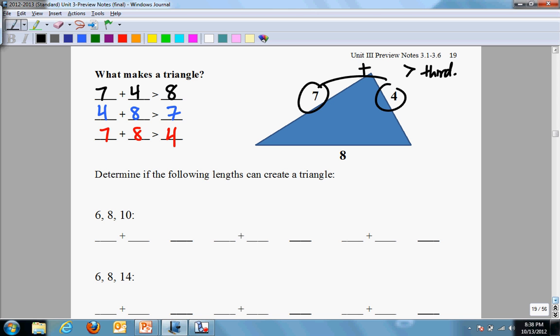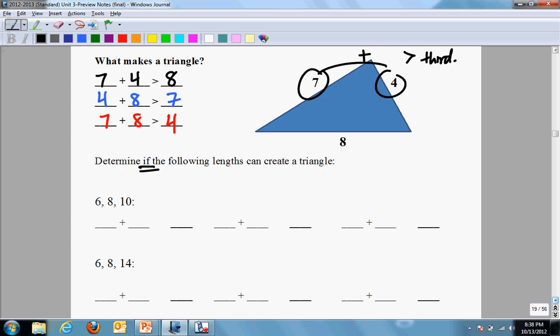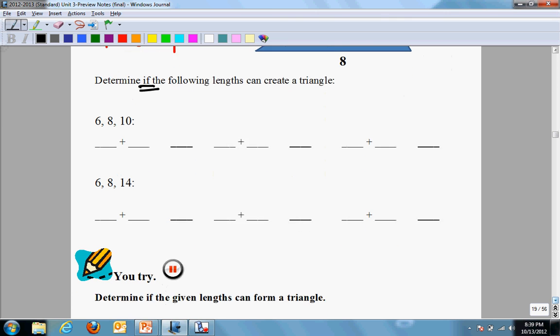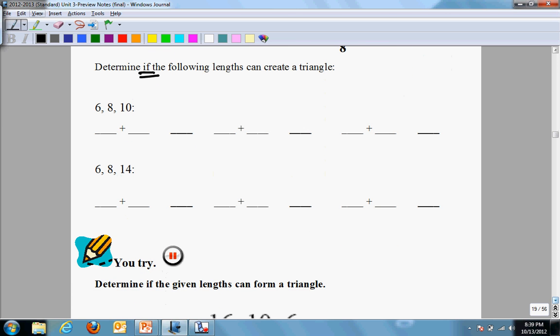So I'm going to teach you something called the monkey face test. Let's say you have 3 lengths, a 6, 8, and 10, and you're asked, determine if this can create a triangle. A couple ways you can do that. The long way would be to cut out straws, like 6 centimeters, 8 centimeters, and 10 centimeters, and see if it actually fits together to make a triangle. That's the long way. The short way would be to do what I call the monkey face test.